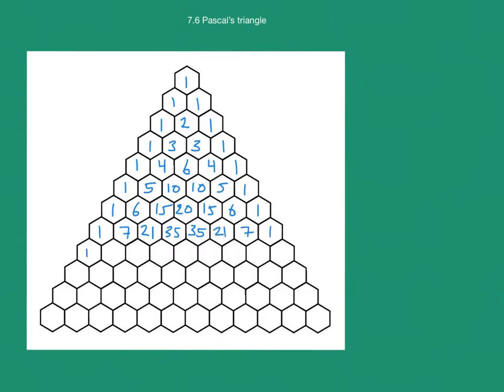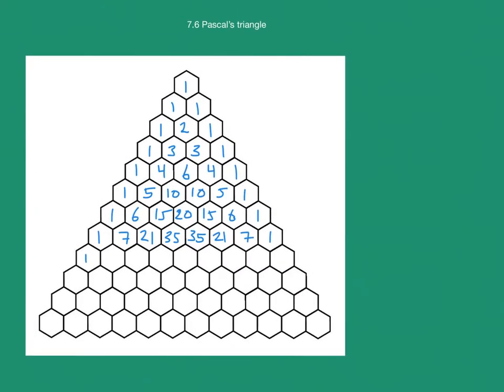The next row is 1 and 8, 28, and then let's see, that's 56, 35 plus 35 is 70, and then 56 again, 28, and then 8 and 1.